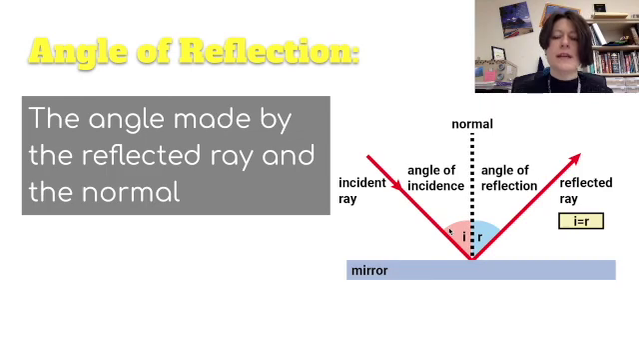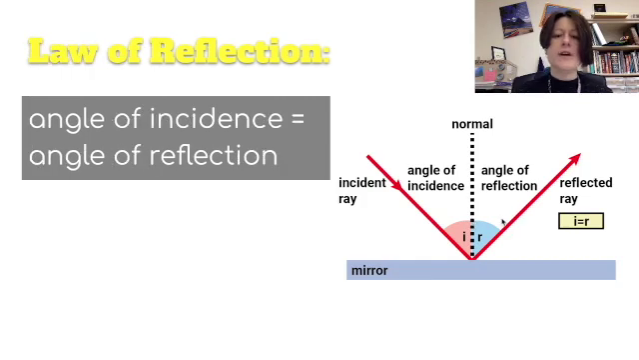There's also the angle of reflection. This is the angle made by the reflected ray and the normal. So this is our reflected ray. This is the angle of reflection here between the normal and that reflected ray. And the law of reflection states that the angle of incidence equals the angle of reflection, which is written in this box over here. But this angle equals this angle always.